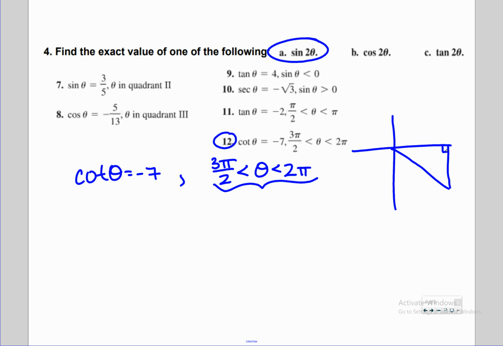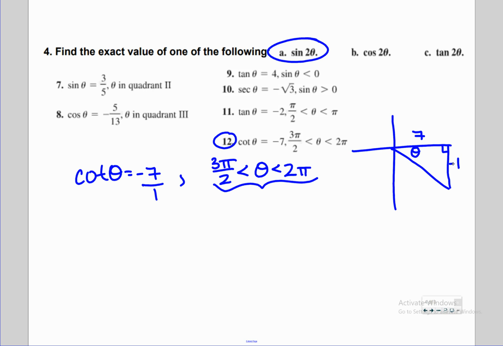I have a reference triangle I can use. Okay, so draw my reference triangle. There's my theta. I know cotangent. You can think of it as -7 over 1 if you want to see that fraction. Okay, so tangent is opposite over adjacent, which means what we have is adjacent over opposite. And one of those is negative. Which one in this picture makes sense to be negative? The 1 is negative because we're in quadrant 4. So it's 7 divided by -1. That's where that -7 is coming from.